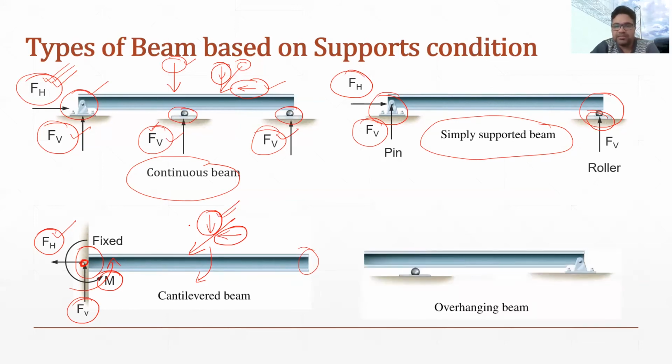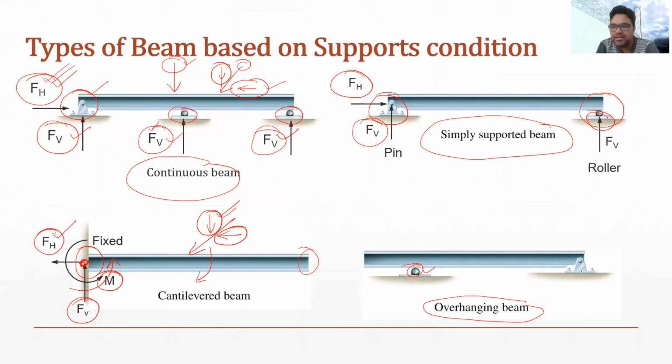Similarly, we have another beam which is called an overhanging beam. Now, an overhanging beam is a beam which overhangs from one end or maybe from both ends. So in this example, you can see this beam is extended from the roller support, which means it overhangs from one end only. So such a beam is known as an overhanging beam.